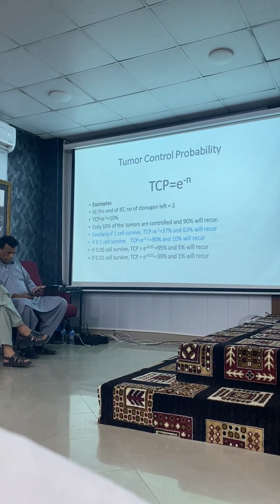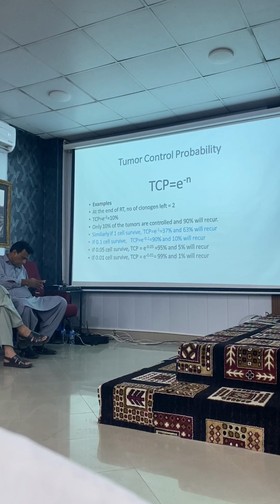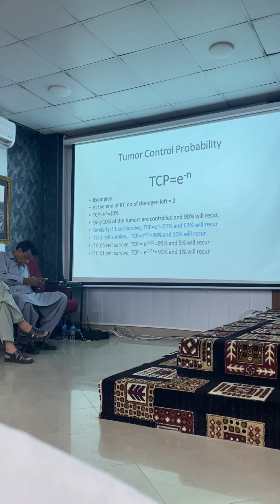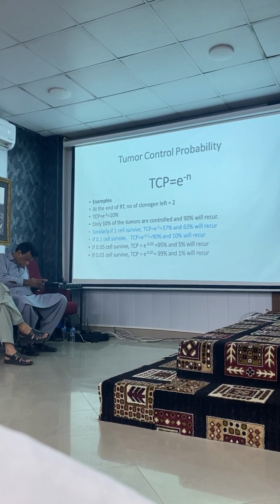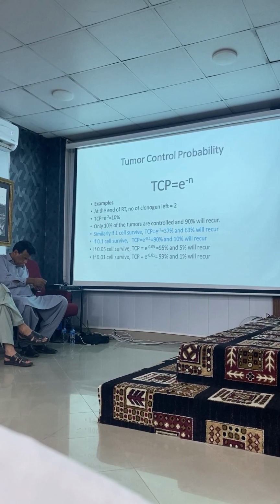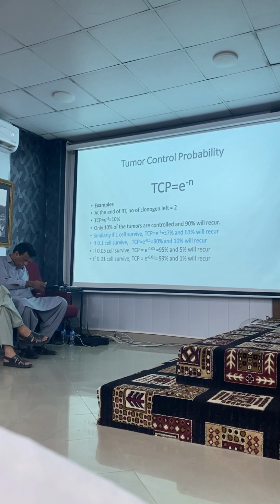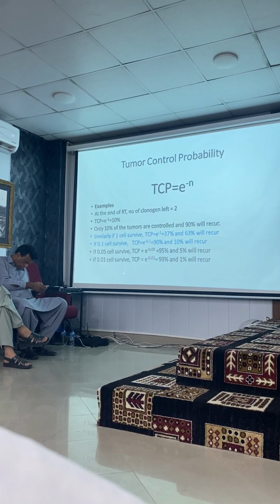And one thing I wanted to show you people is that the TCP curve is S-shaped, as you've seen, and this explains the sudden increase in tumor control probability with one logarithmic cell kill.